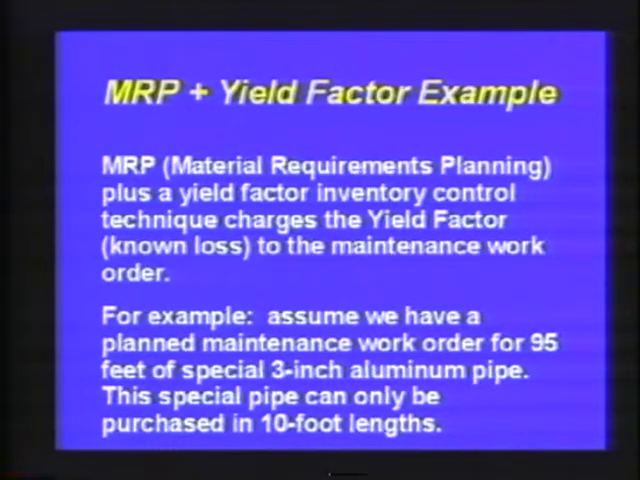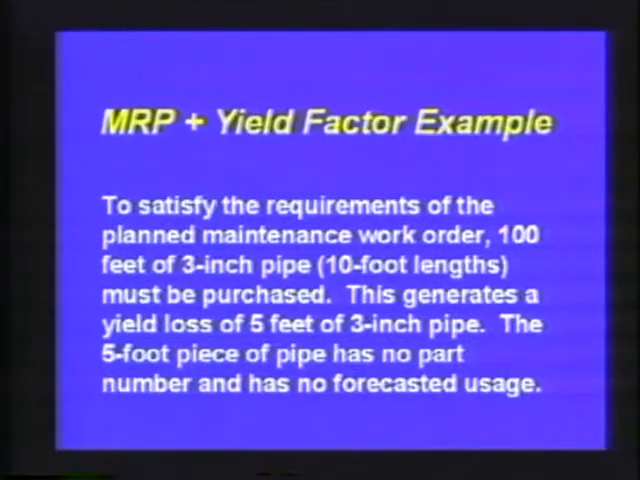Now, don't forget, MRP is order-to-order requirements, but here we have an example of where we need 95 feet of special 3-inch aluminum piping. And that is identified by the second paragraph on the page. However, this special piping can only be purchased in 10-foot lengths. So therefore, following the data in paragraph 3, we would have to purchase 100 feet. That is 10 10-foot lengths. That is going to tell me that I'm going to have a fall off or a yield of 5 feet.